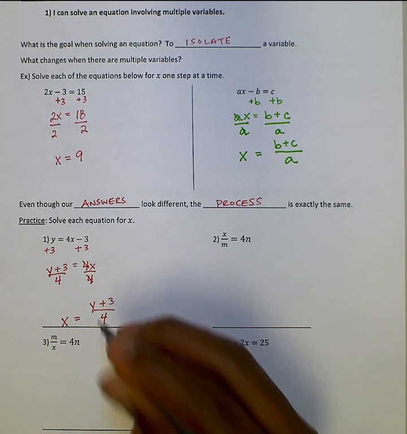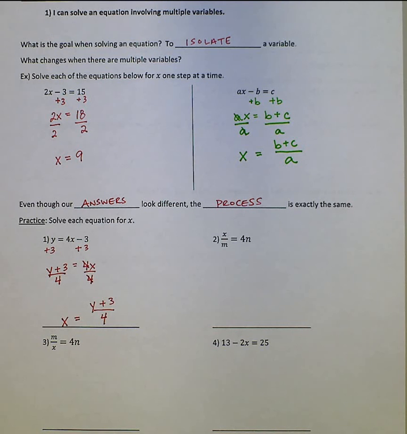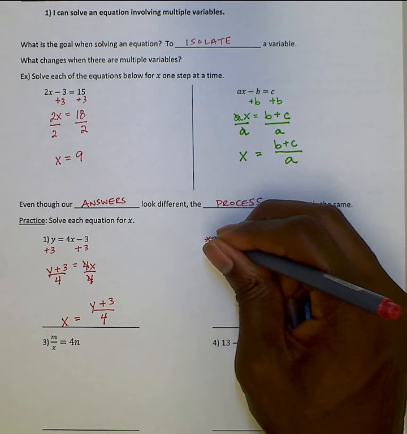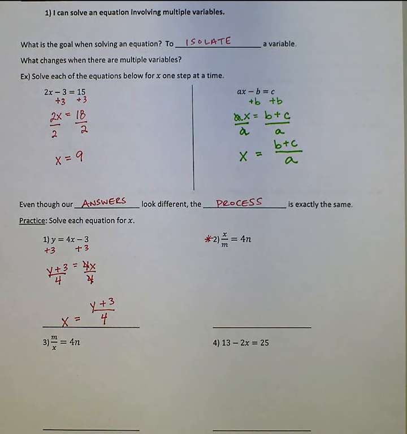Okay, if I could simplify this, I would. I can't, and so it's fine to leave it like this. X equals y plus 3 over 4. Okay. I am going to leave number 2 for you while I do the other ones. Please do number 2.